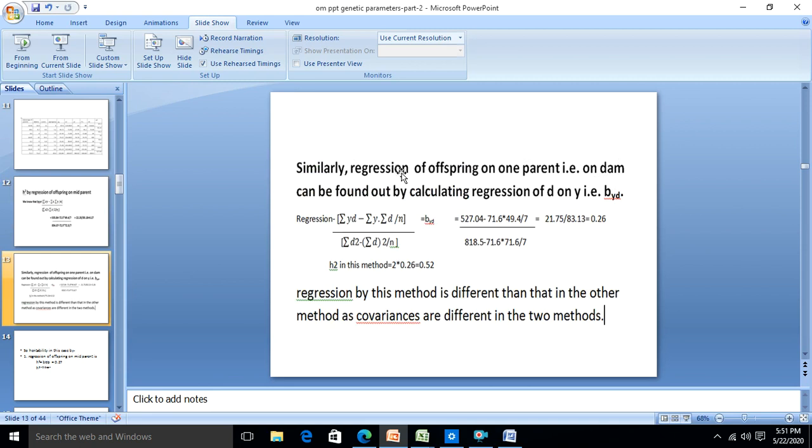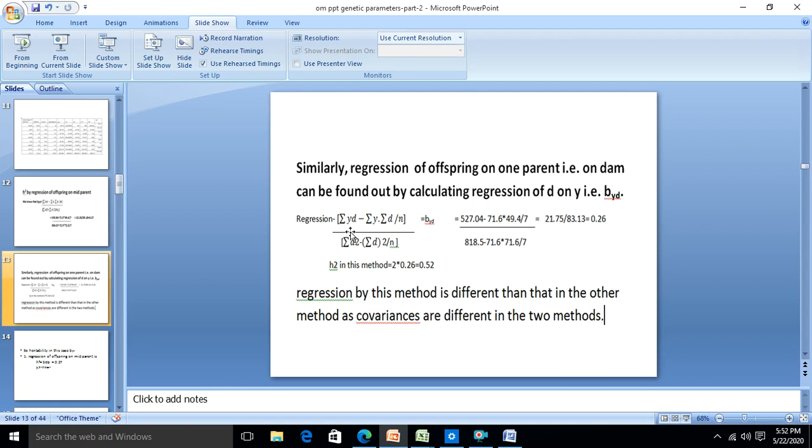So regression of offspring on one parent. Suppose you get a question: find the regression of offspring on dam, or regression of offspring on sire. The data is given below. आपको ऐसा question आ सकता है. In that case, what will you do? You have to again find the regression of offspring on.